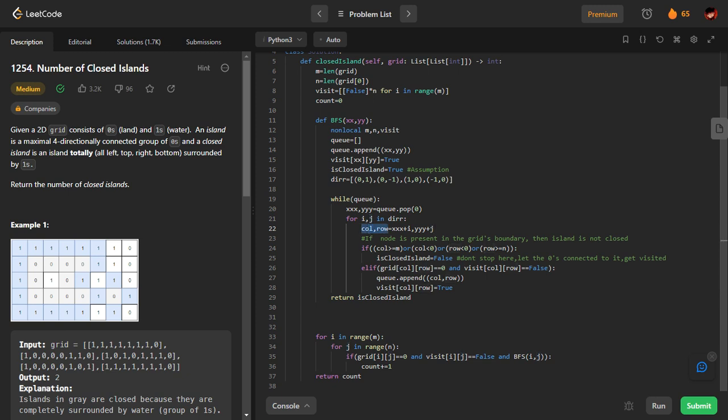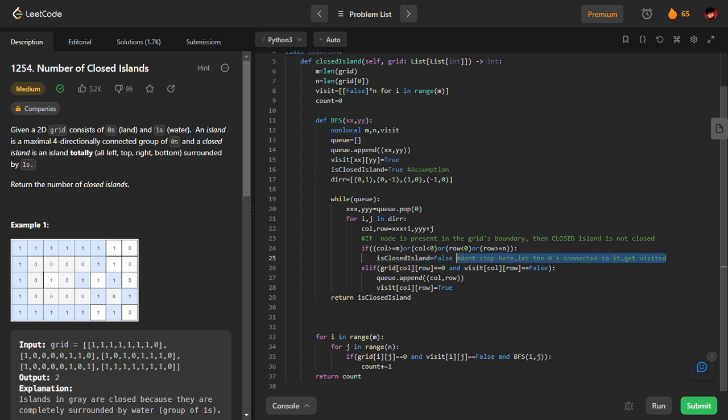After adding the directions, these are the indexes formed, column and row. If a node is present along the grid's boundary, then a closed island is not possible. So if the column or the row is exceeding the grid bounds, I will simply mark closed island as false. But I'm not breaking the for loop, because we don't stop here. Let the zeros connected to it get visited.